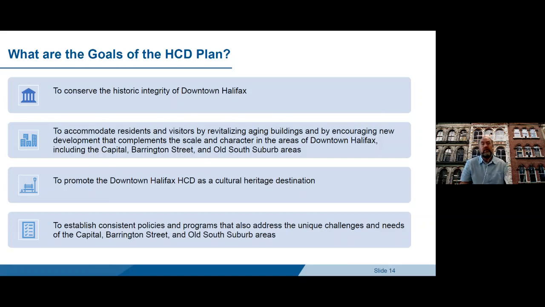And the fourth goal is to establish consistent policies and programs that also address the unique challenges of each individual area of the capital, Old South Suburb and Barrington Street. We'll be integrating the boundaries into one larger area and one larger plan, and we'll be establishing master policies that apply to all three to establish consistency, but also recognizing that we need to tailor certain policies to the needs of the three different areas, which are quite different in terms of their built form.